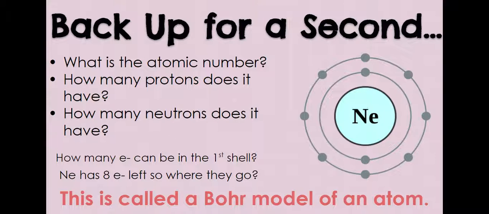So the next question is, how many protons does neon have? Remember the simple trick, atomic number equals protons. So your proton count should also be 10. How many neutrons does neon have? Because I know that neon's mass number is 20, and I know that to find the neutrons, I just subtract the number of protons from the mass number. That tells me that neon also has 10 neutrons.